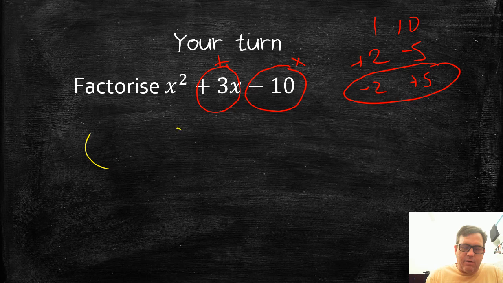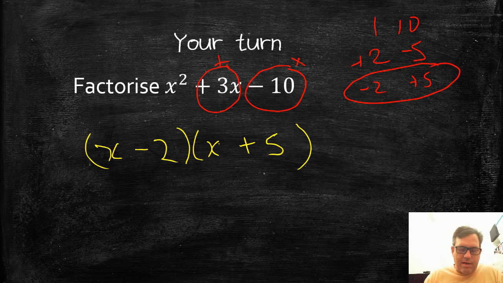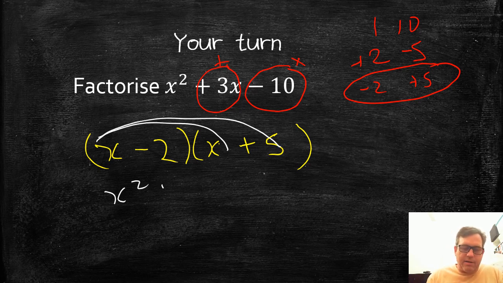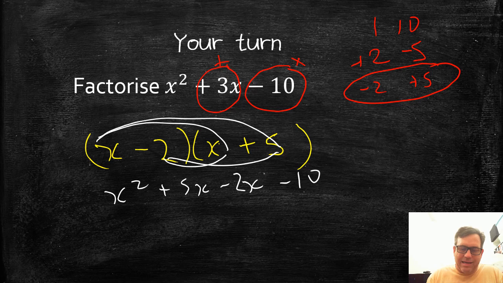So again, I know it's going to go into two brackets. There's no HCF. x, because x times x is x squared, and I need a minus 2 and a plus 5. Again, the order doesn't matter. Let's check it real quick. x times x is x squared. x times positive 5 is 5x. Minus 2 times x is minus 2x. And minus 2 times 5 is minus 10. Simplify my terms, and I end up with x squared plus 3x minus 10. That's what we wanted.